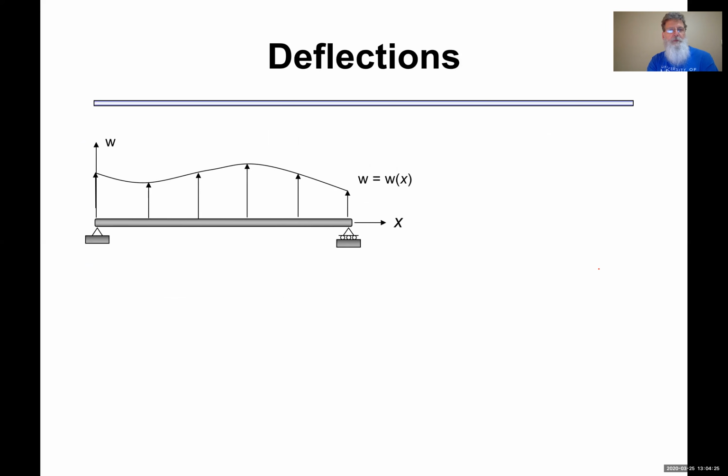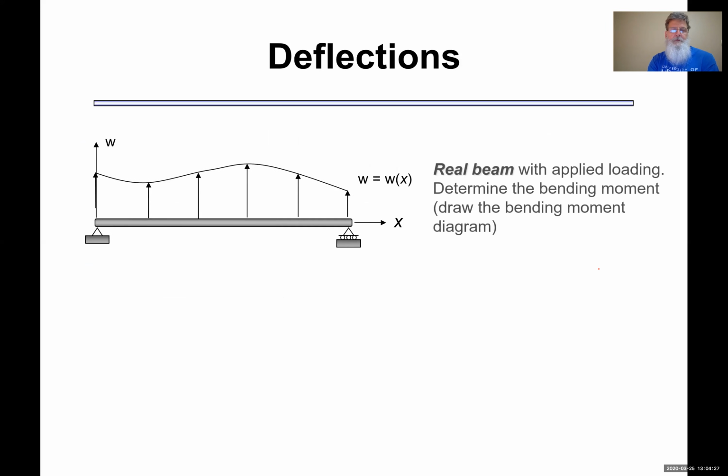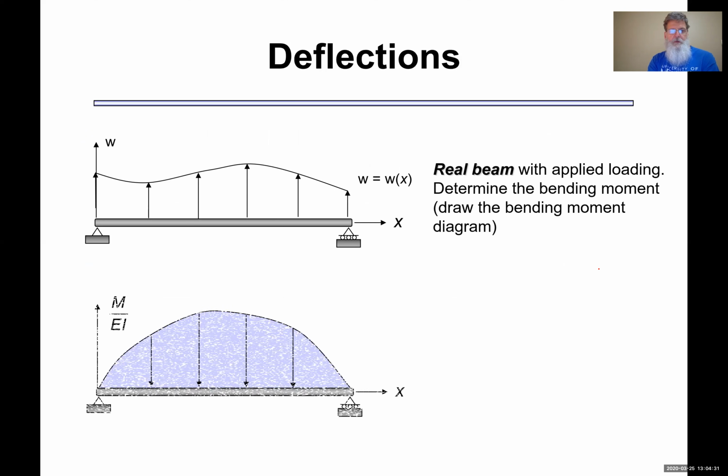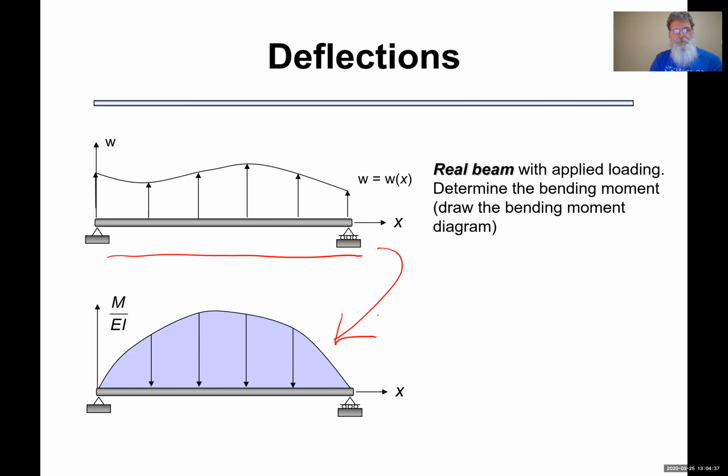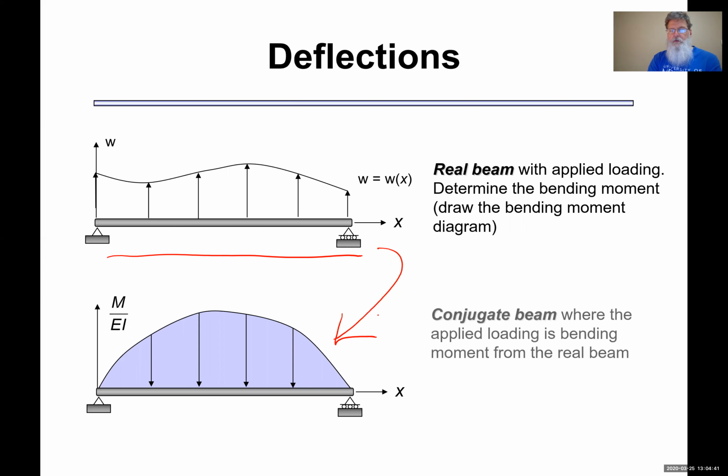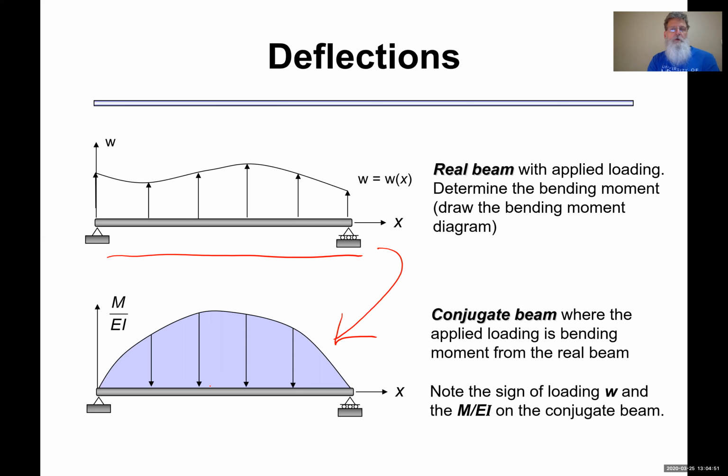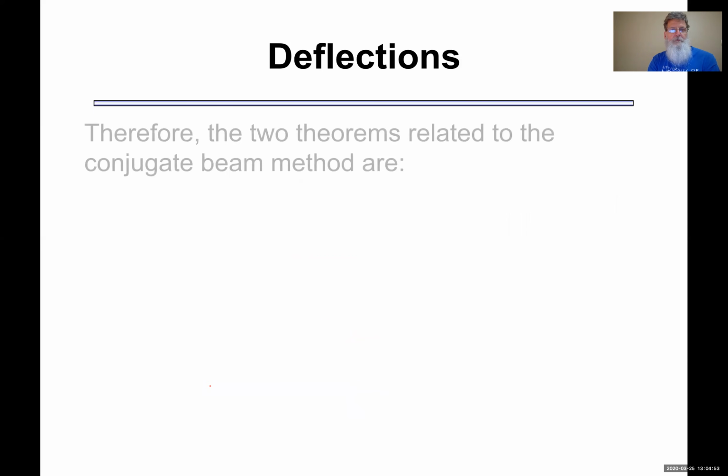So again, we have a real beam with a real load. I can take that beam and find the moment. And if I apply the moment from the real beam to the conjugate beam, in that conjugate beam space, the shear and moment in this beam will be the slope and displacement in the real beam. So those become our two fundamental concepts.